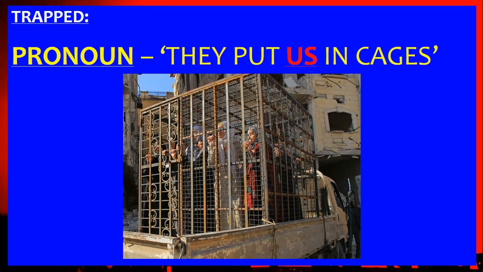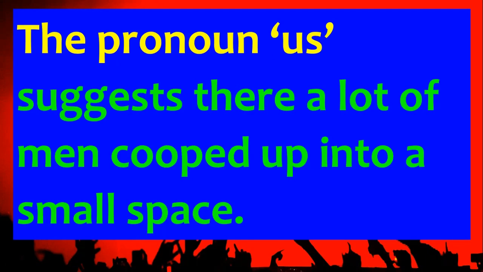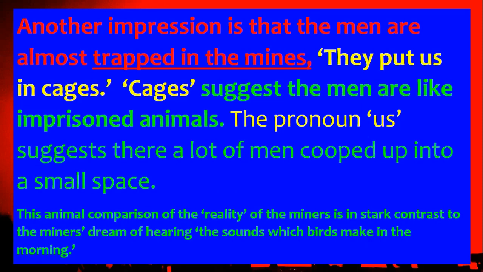The other one for trapped could be the pronoun us. So like I said earlier on, it's not like Obed is there on his own. Us in cages suggests there are probably quite a few of them in the cage. It's almost like there's no room. Very simple. The pronoun us suggests there are a lot of people cooped up into a small space. If you're in a cage, it does suggest a small space, doesn't it? It doesn't suggest that it's a massive cage. It suggests they're all cooped up in one thing. So again, I put my impression at the top, they're trapped in the mine, and then I've given my 2 quotes and explained them. I haven't then written another impression all the time.